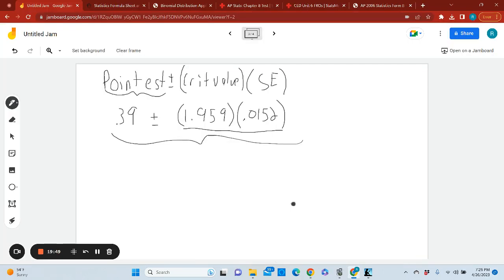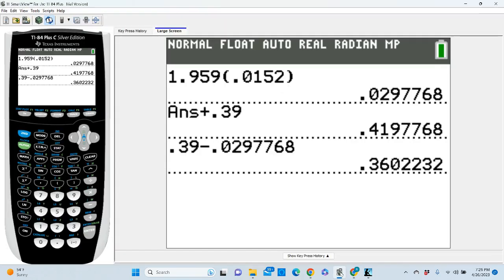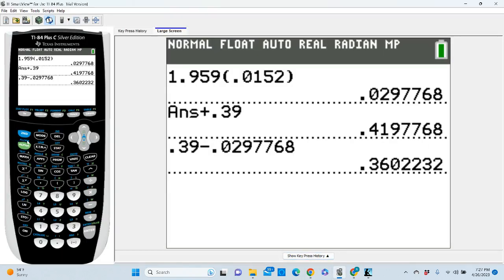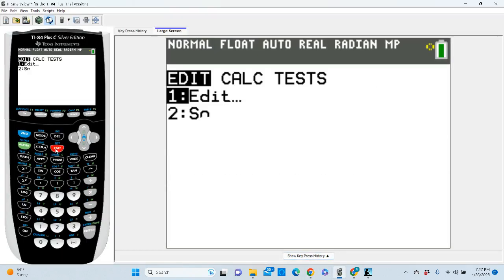I'll say the upper side of our interval is 0.4198. And the bottom of my interval was 0.3602. There's your interval. Let's see just how close the calculator did actually get us when I did stat tests.